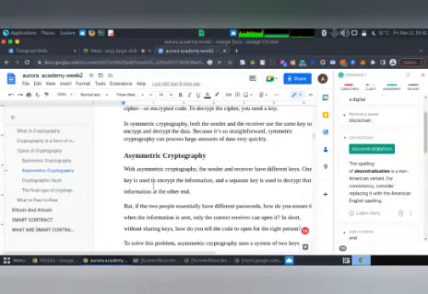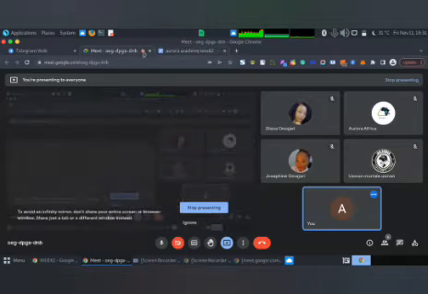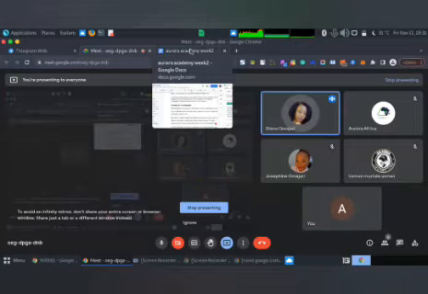I don't know if we understand. Do we understand this definition of asymmetric cryptography? Do we understand? Yes, we do.